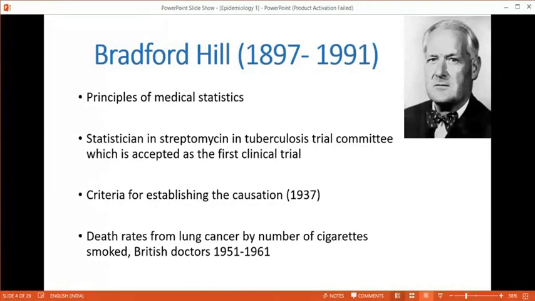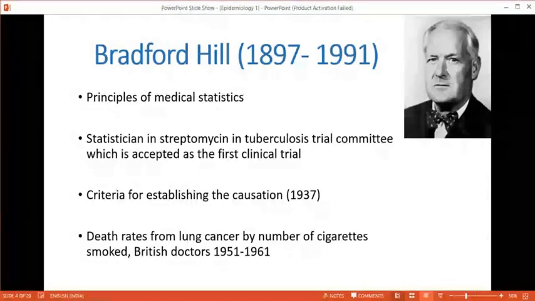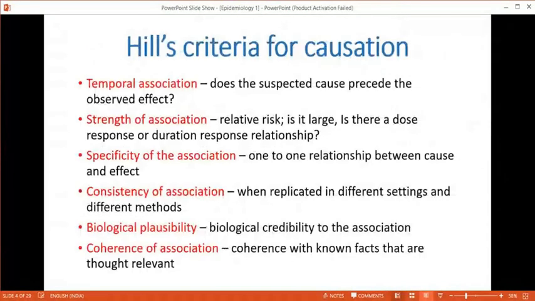And again, the problem he found was that it was not only smoking; there can be other factors which can cause cancer. So the problem was that political acceptance was actually low when he came out with the findings. So this was the criteria for causation.